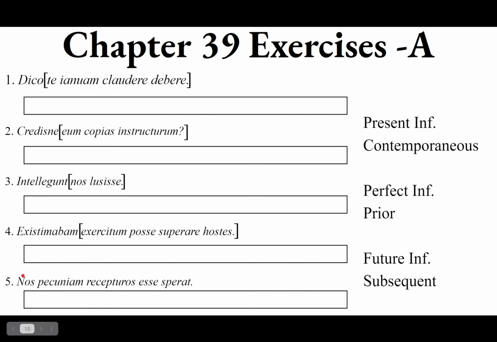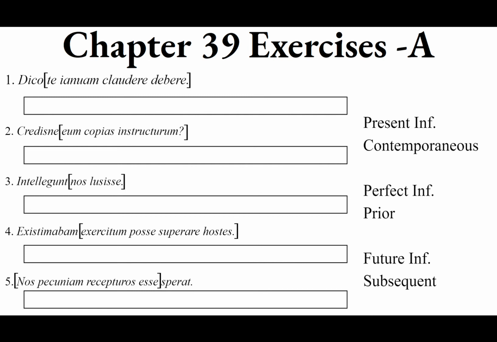Quinta, sententia quinta. Nos pecuniam recepturos esse sperat. Now, can the introductory head verb come at the end of the sentence as the last word? Well, yeah, of course it can. Now, spero, sperare, speravi, speratus, to hope. You can hope for a thing. Like you can hope for rain. You can hope for better times. You can hope for a pony. And that will just take an accusative direct object.